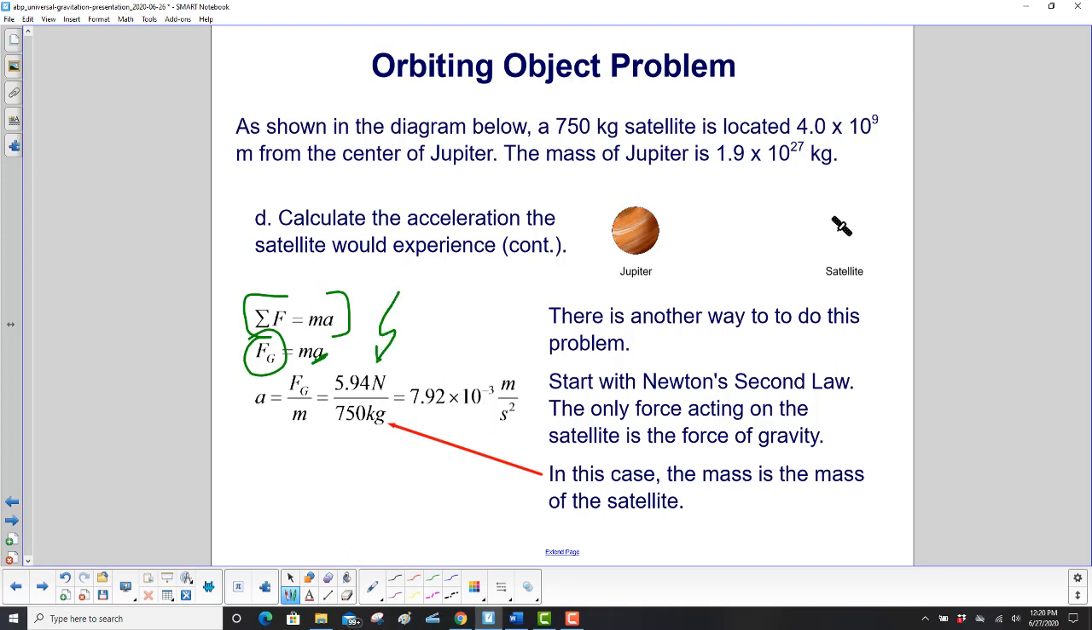Here's the gravitational force that we already calculated. Here is the mass of the satellite this time, because we're interested in the satellite's acceleration, so we use its mass. And look at this, same exact answer. Pretty neat.